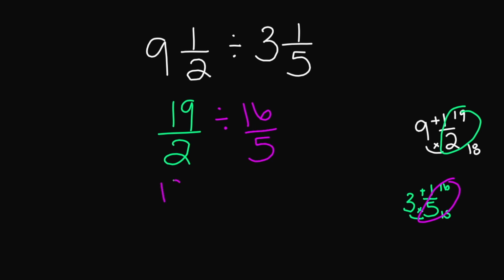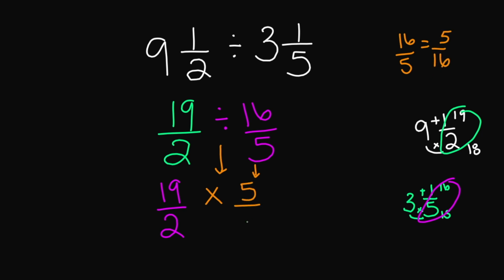So we have 19 over 2. This is going to stay the same. Division has now turned into multiplication. And then 16 over 5, we're going to take the reciprocal of 16 over 5. This is going to be 5 over 16. So I'm going to write 5 over 16 here.